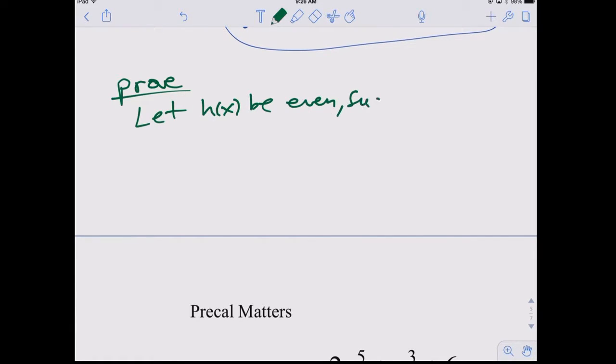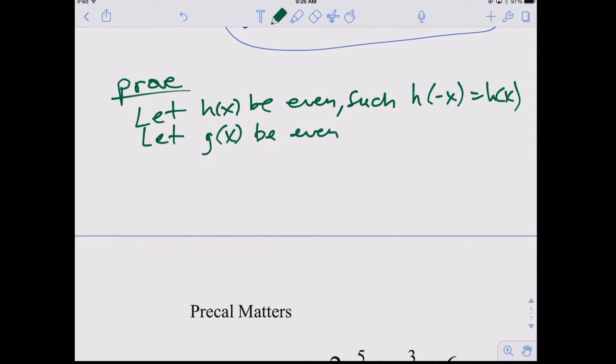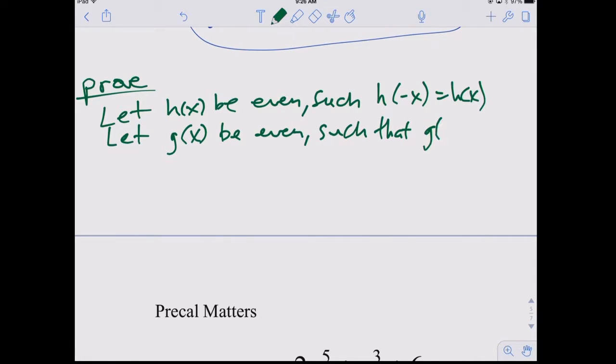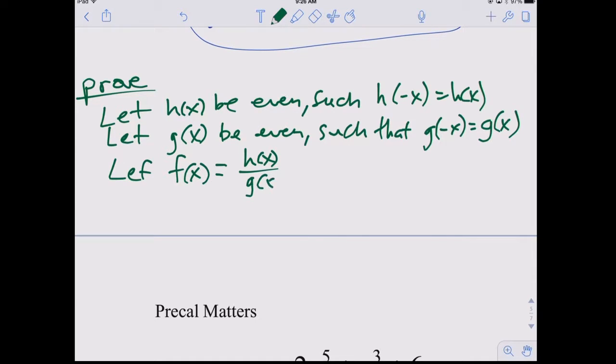such that h of negative x is equal to h of x, right? That's what it means to be even. And let's also define this new function g of x to be even, such that g of negative x equals g of x, right? That's what it means to be an even function. So now let's define this function f of x to be h of x over g of x. Are you okay with that?